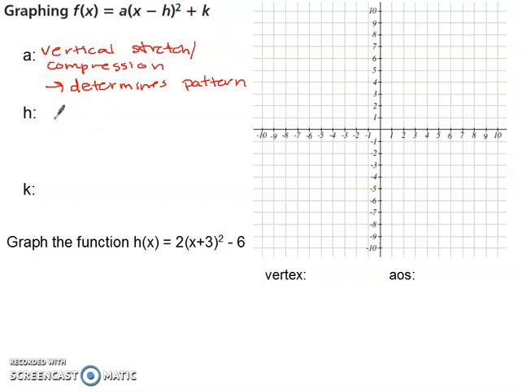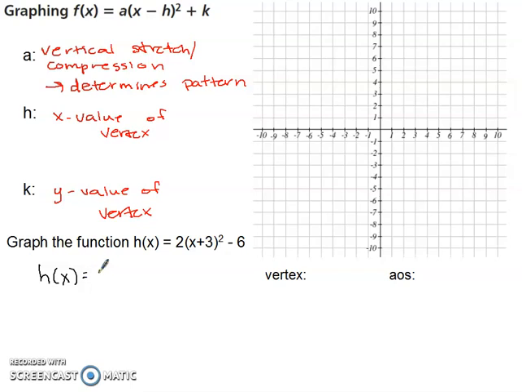H is the x value of your vertex. This tells us how much we are shifting to the left or to the right, and K is the y value of the vertex. So with that information, I'm going to go ahead and rewrite this function, h of x, so that it matches the form that we have above.